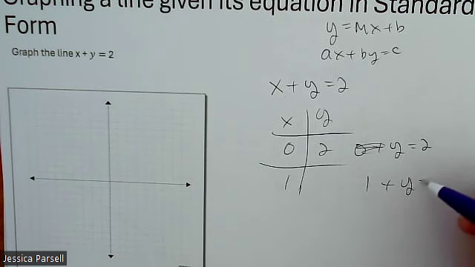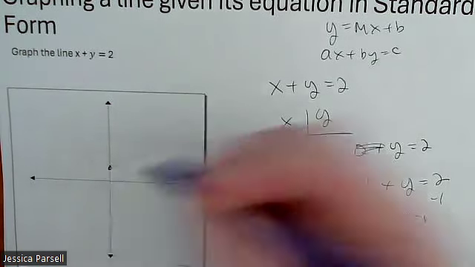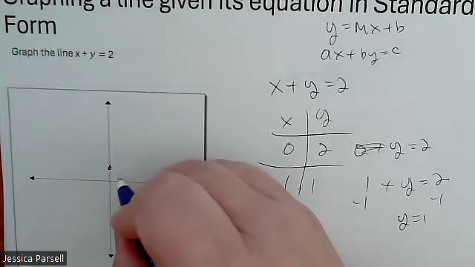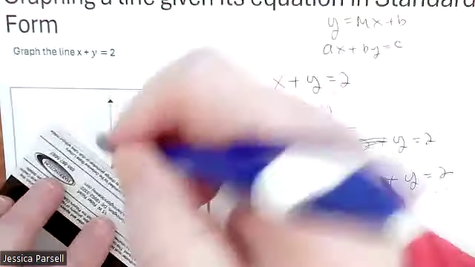1 plus what number equals 2? Well, we know it's going to be a 1. If you're not sure, just subtract the 1 on both sides and you'll get that 1 there. So we're going to graph (0, 2), so 0, 1, 2, and (1, 1). Come over 1 and up 1. So that one was pretty easy and quick.